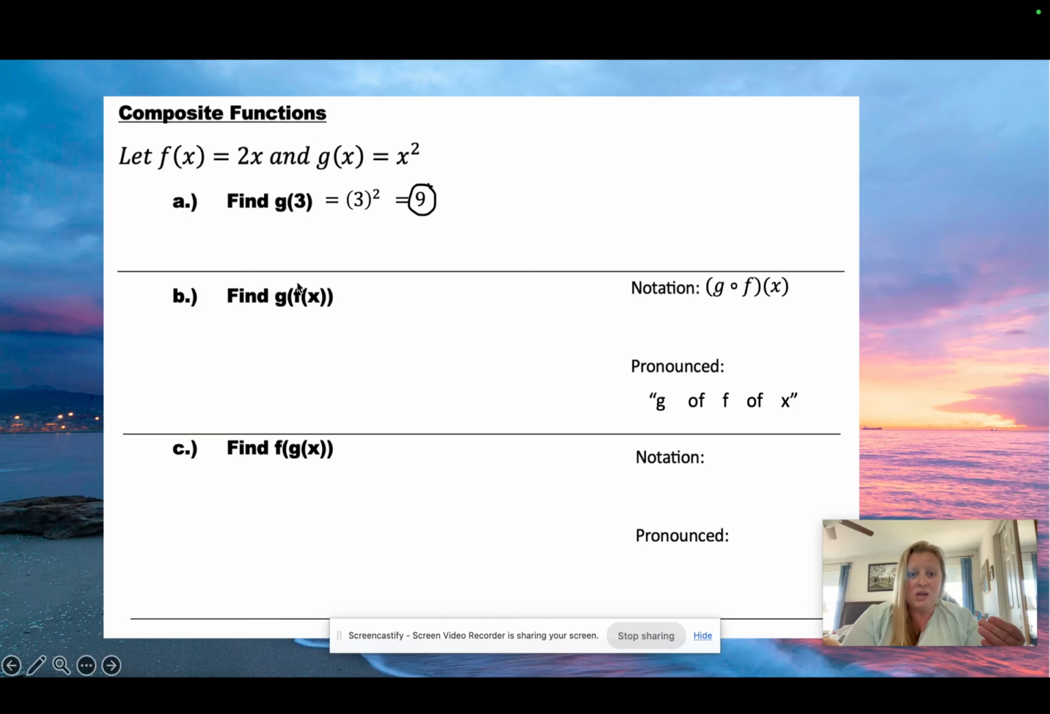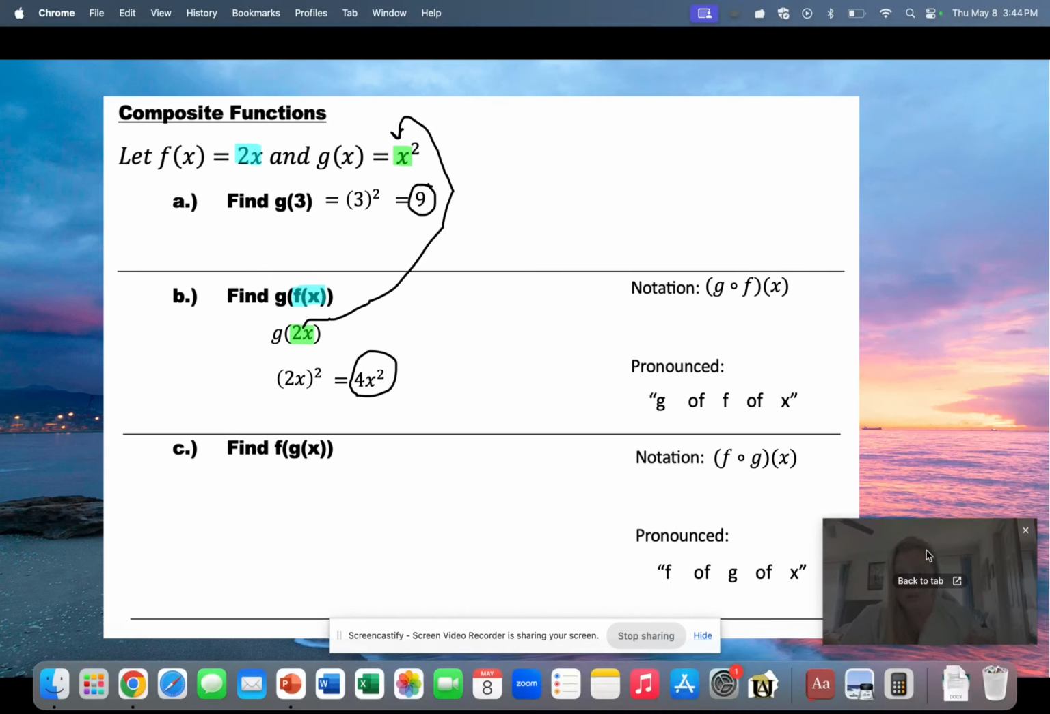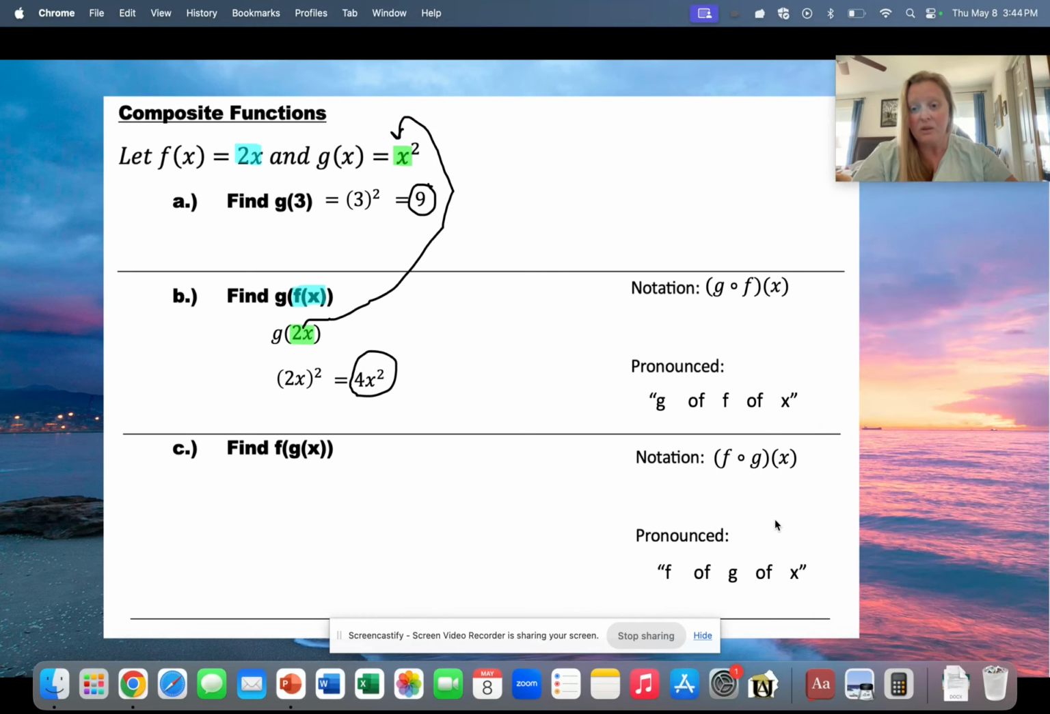Then we do it the other way around. What if I switch the F and the G? So this notation, they would just reverse. This is F of G of X. That would be how you pronounce it. And a lot of math teachers will just say fog X because we're lazy. We don't like to say that over and over and over. So sometimes you hear teachers say fog X, but it means F of G of X. And it's going to be the same kind of thing.